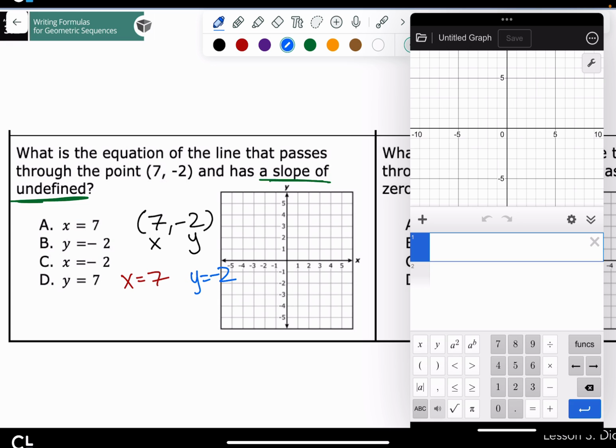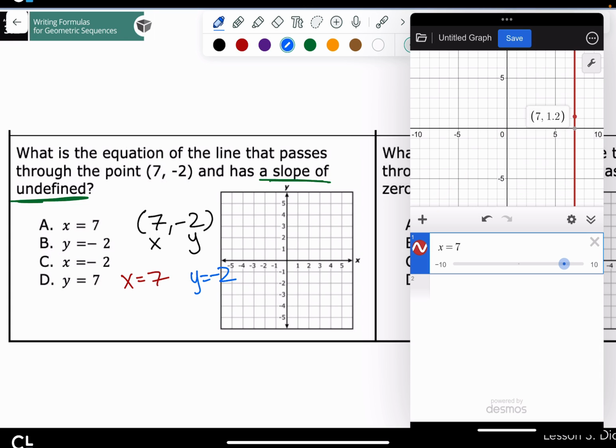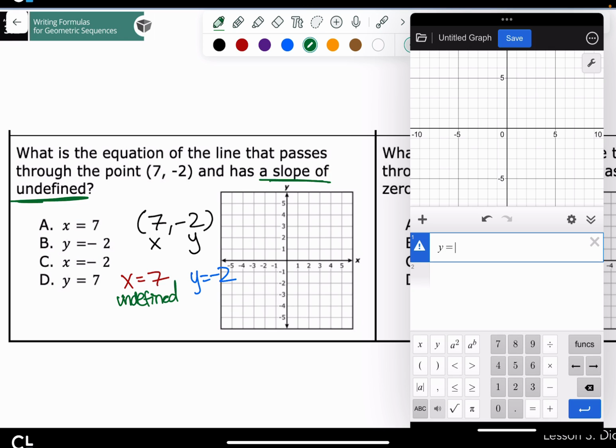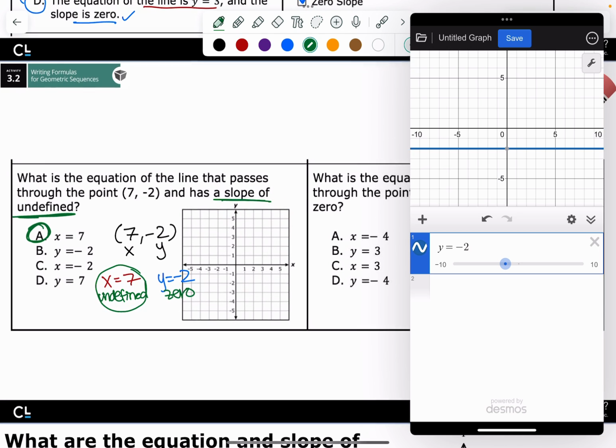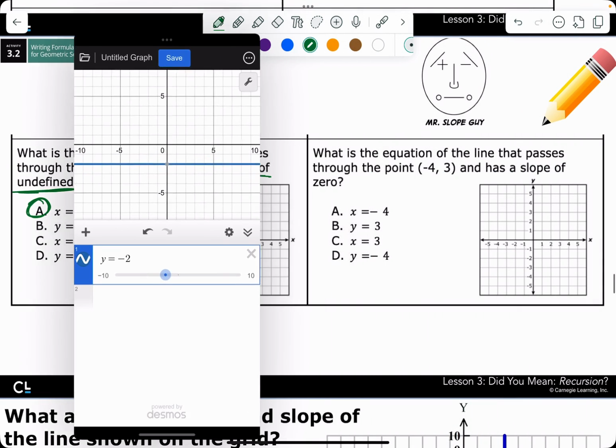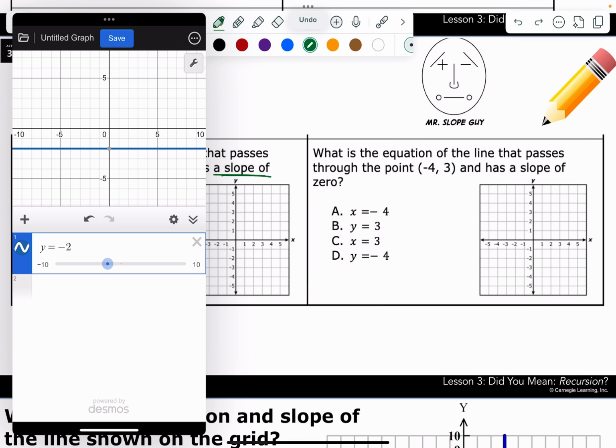If I put x equals 7 in Desmos, my line goes up and down. That's an undefined slope. Now if I put y equals -2, the line goes left and right. That's a 0 slope. So the only one that would be right is x equals 7. Now I want everyone to go and try this one. So we're going to pause the video and try that one.